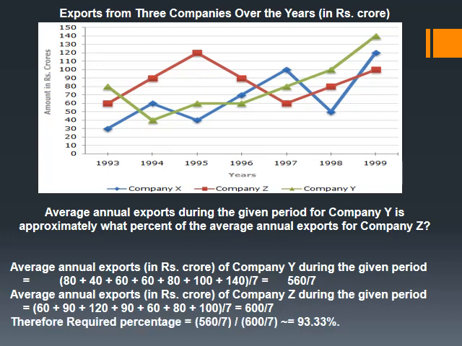Now what is the ratio? Y by Z times 100. So that is 560 by 7 divided by 600 by 7. Actually, what happens is 560 by 600 times 100, that will be 93.33%.